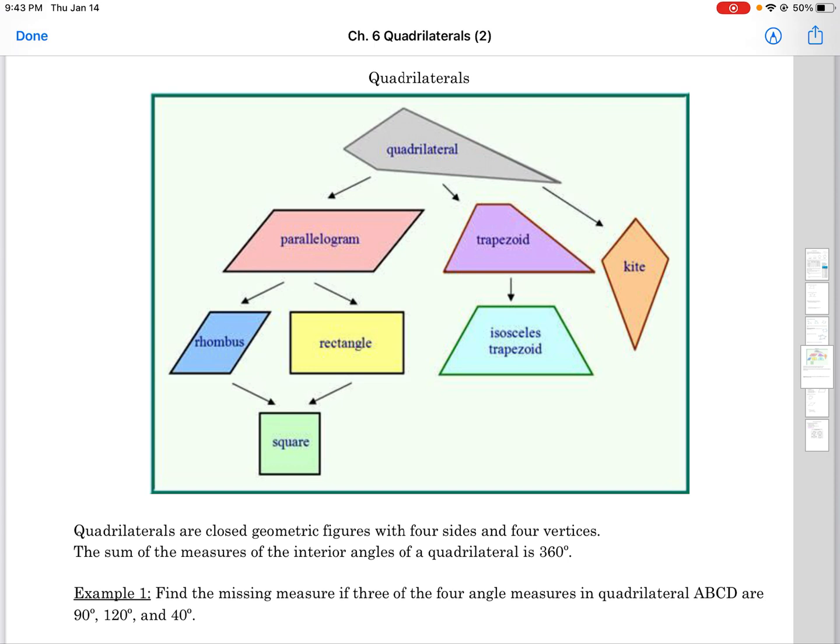Now, there are many different types of quadrilaterals, as you can see listed in this diagram, and we're going to discuss all of these types throughout this chapter. But for today, we're going to just discuss quadrilaterals in general and parallelograms.